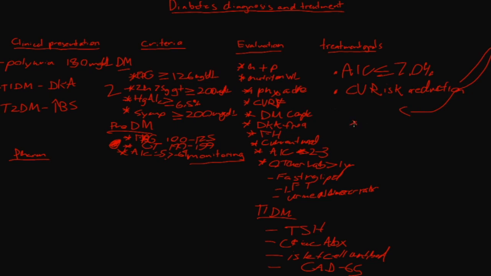So we're going to talk about the risk factor reduction, smoking cessation, okay? We're going to talk about blood pressure control, okay? We've talked about that before. Okay, and then we're going to talk about diet, exercise, weight loss, right? Or maintenance. Diet, exercise, weight loss. You're worried about the weight.